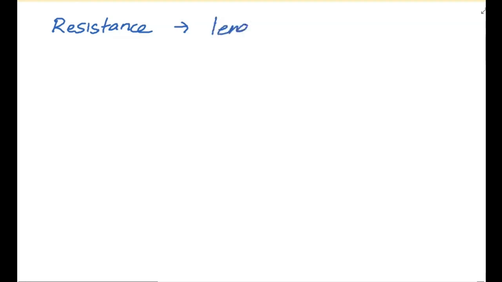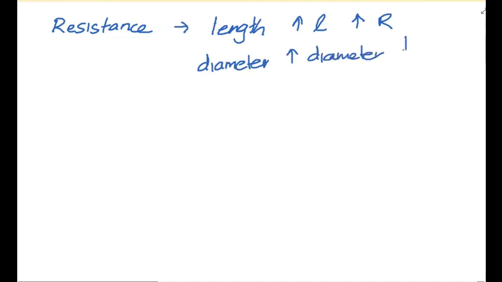The first one is length. If you increase the length of a resistor, you increase the resistance. Then there is diameter or thickness. If you increase the diameter, this is the one that works the other way, you decrease the resistance. Then we get temperature, which is an important one when we're going to look now at Ohm's law. If I increase the temperature, I increase the resistance.